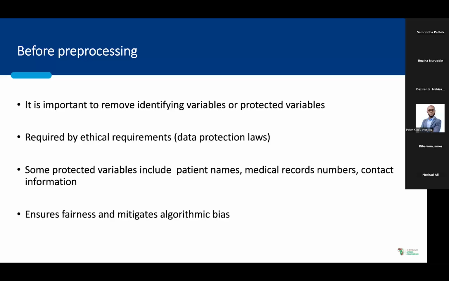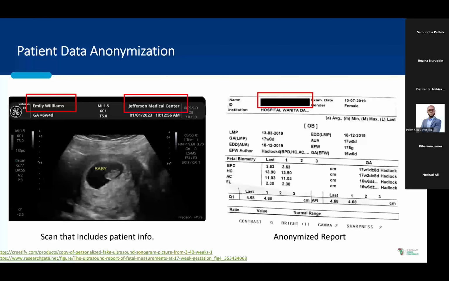So let's look into things you would do before preprocessing. I already told you about the variables that need to be protected and not be stored in the research data. This includes patient names, medical record numbers, and contact information that are often there in the metadata, as well as the imaging itself. Here is one of the examples.